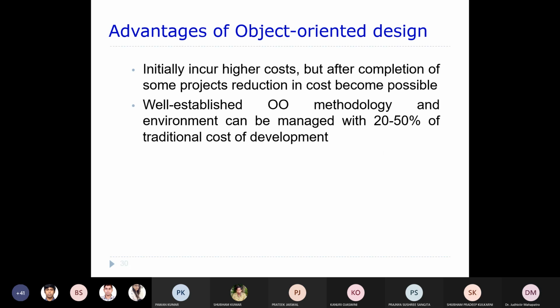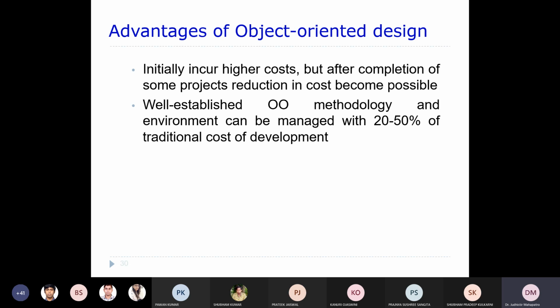Now the other advantage here is, maybe initially when you go through this sort of object oriented design approach, it incurs higher costs, but once you are nearing the completion of the project, you will see the cost of the project is actually reducing.